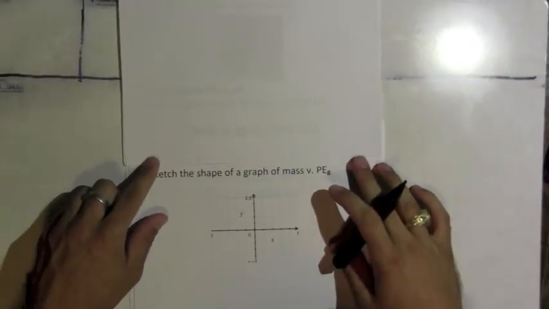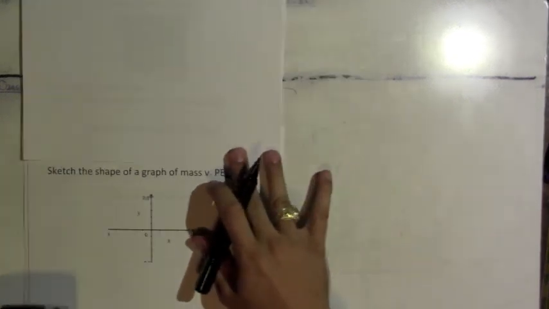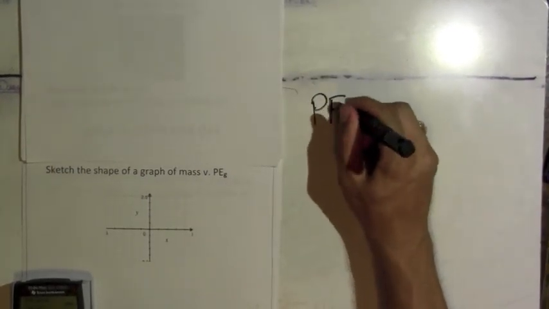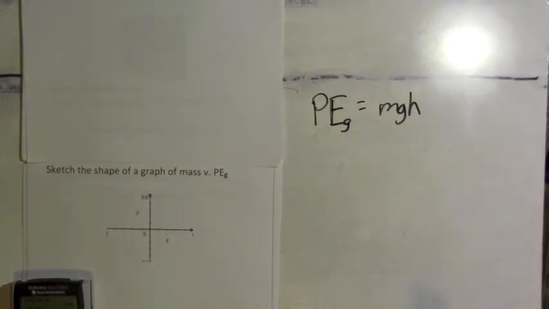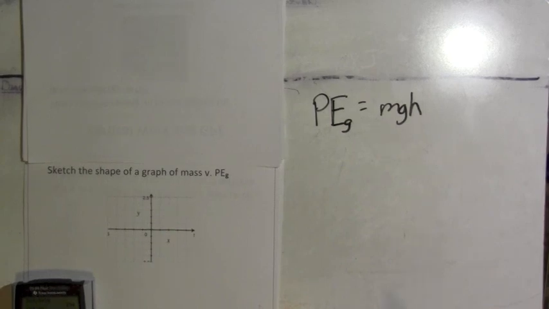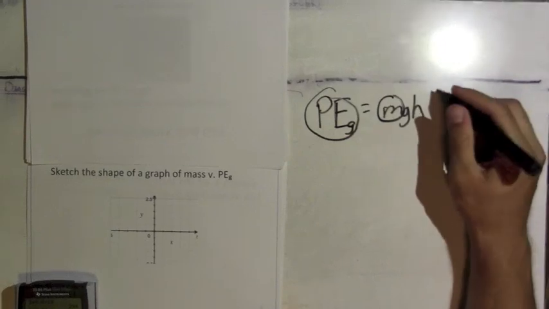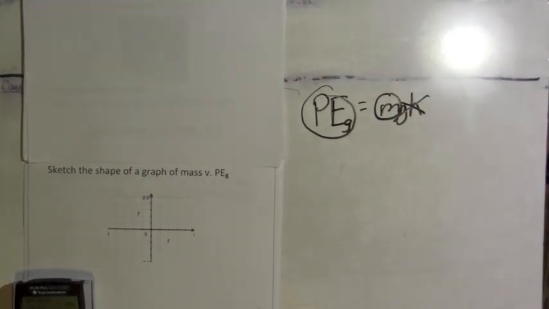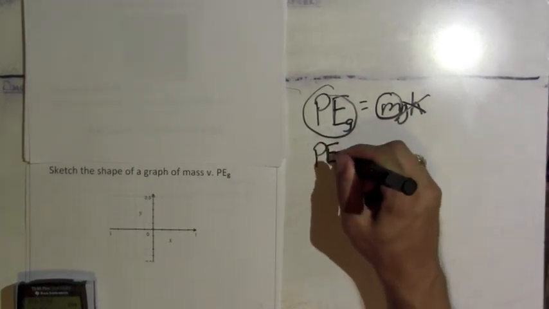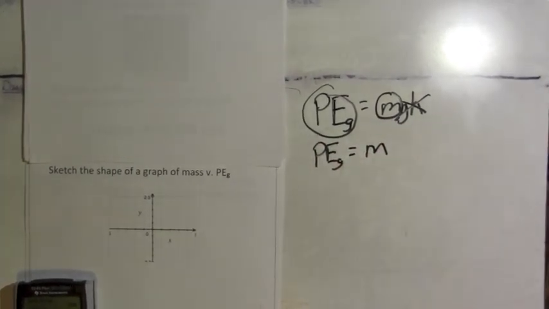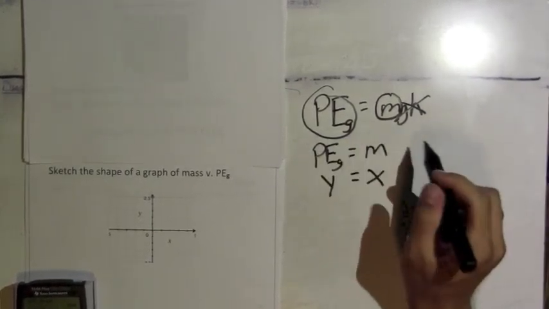This question asks us to take a look at the graphical relationship between mass and potential energy due to gravity. And whenever we do this, we say PEg is equal to mgh. Now, whenever you're looking at the graphical relationship between variables, remember that you isolate those variables. So I'm looking at mass and potential energy. Everything else goes away because it's said to be held constant. So really what I have is PEg equals m. We substitute in, we say y equals x, and then we graph it.